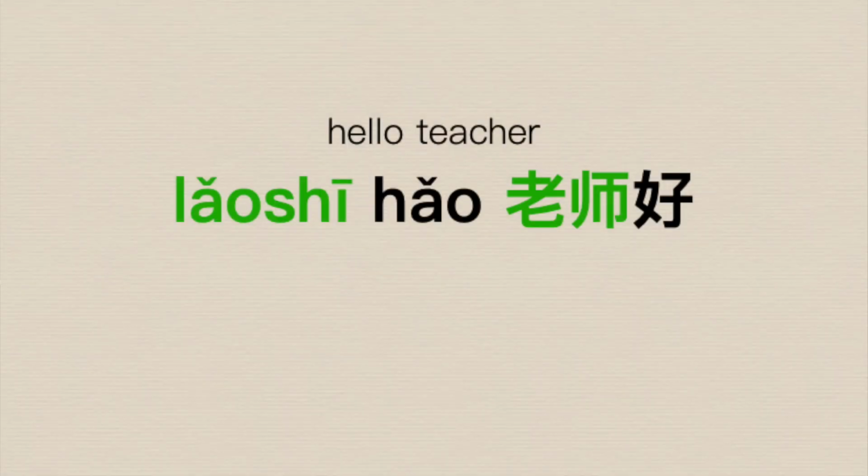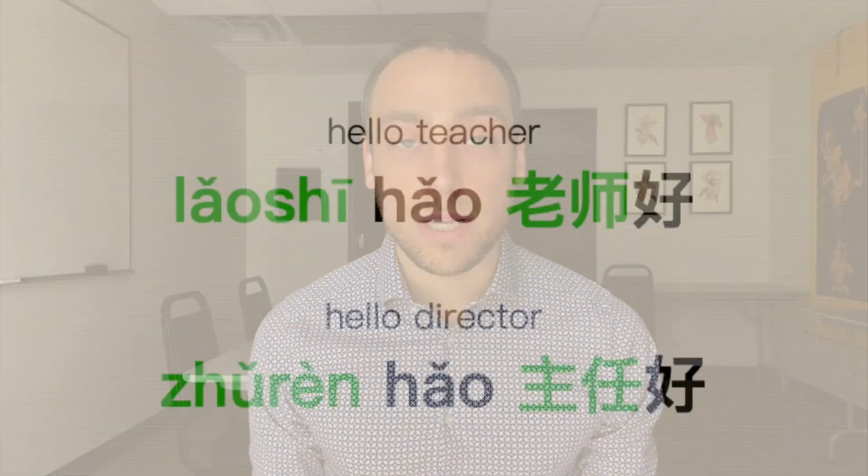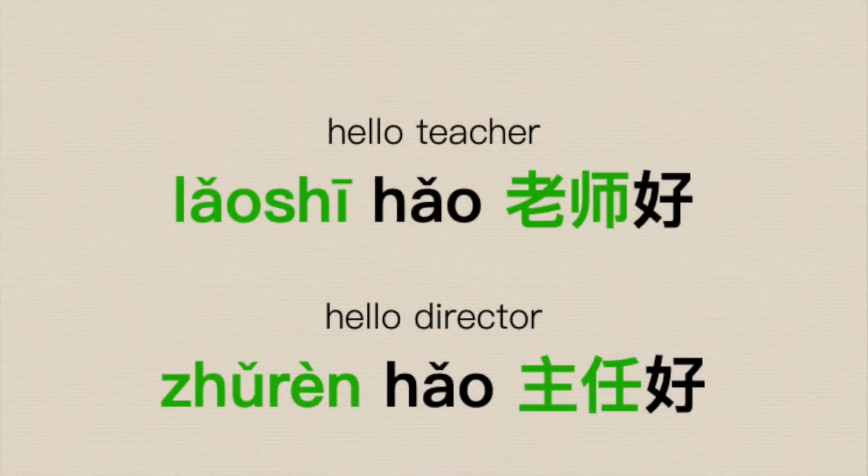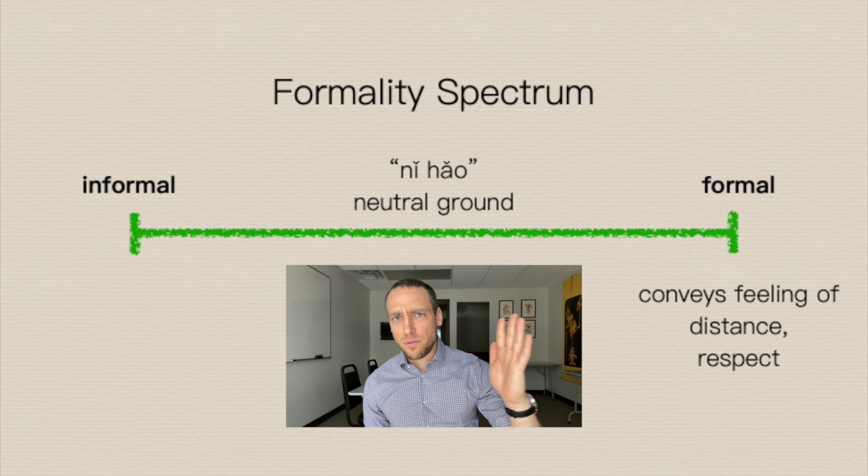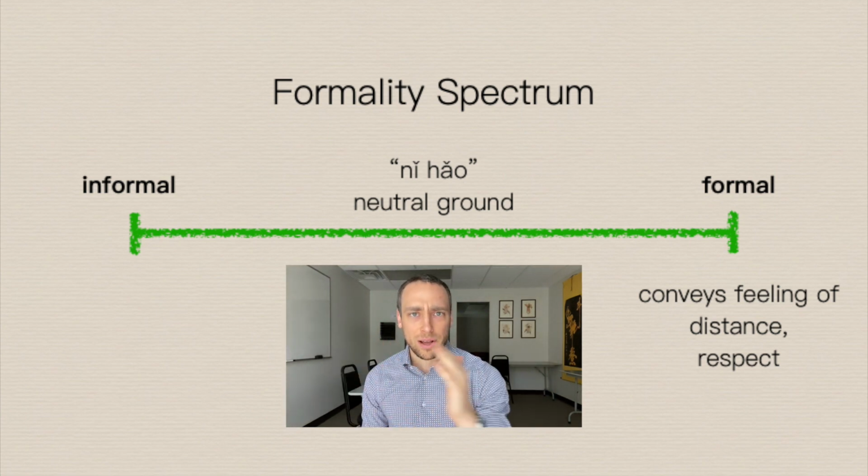So 老师, you might know that the teacher asks you to greet him or her, not with ni hao, but with 老师好, right? 老师好 is how you would say hello to a teacher. Or if you're at work, you have a director of your department, for example, Director Wang, you'd say 王主任好, 主任好, hello director, as opposed to ni hao. Ni is too neutral. You're not really showing the respect and the formality that you could be showing for a better cultural interaction.